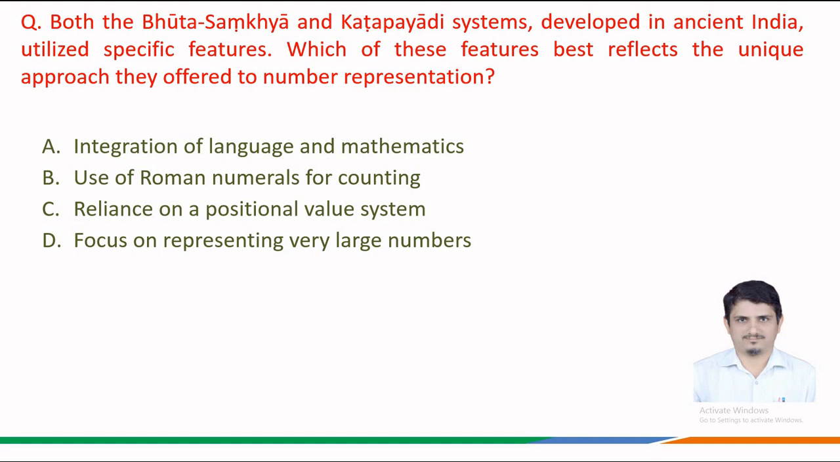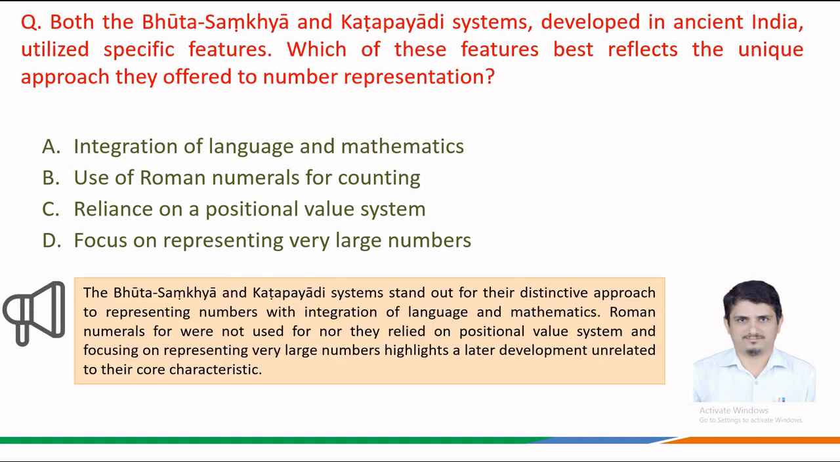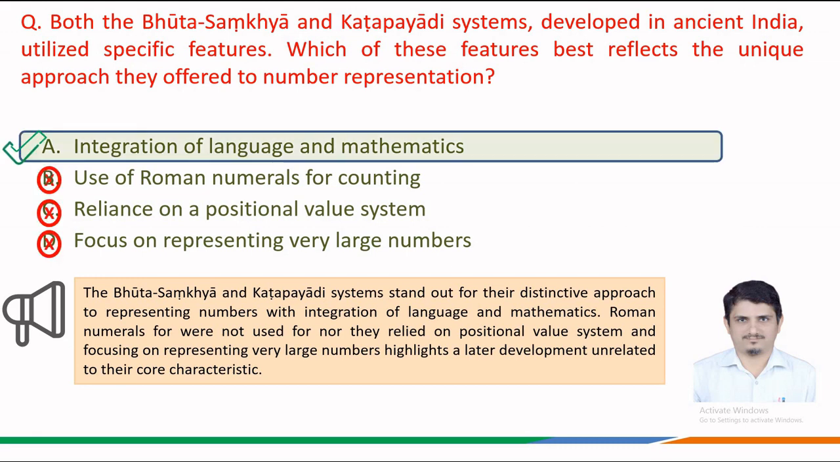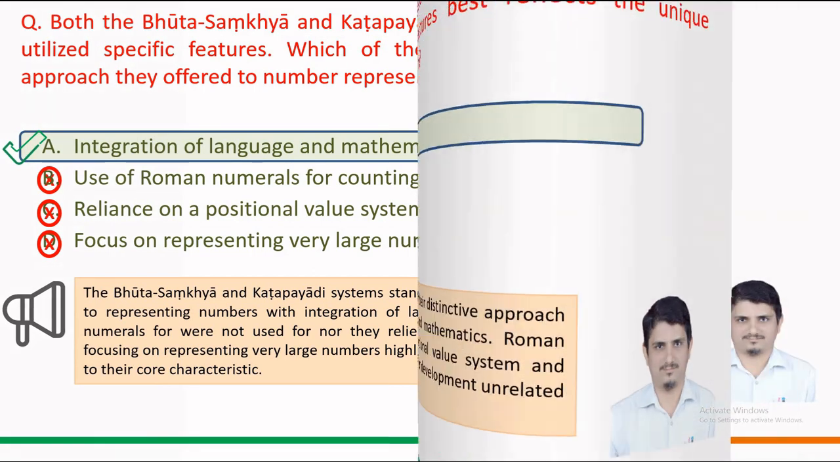What we must know to answer this question correctly is, the Bhuta Sankhya and Katyapadi system stand out for their distinctive approach to represent numbers with integration of language and mathematics. They were not using Roman numerals, neither did they rely on positional value system, and their focus was not on representing very large numbers. Therefore, the correct answer of this question is option A, integration of language and mathematics.